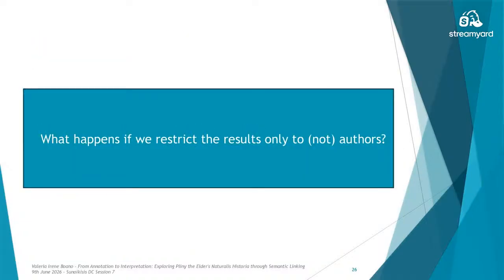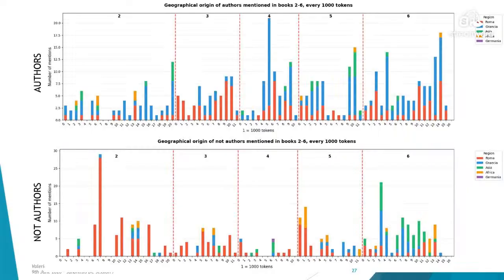But what happens if we restrict our results only to authors and non-authors? I had my filter, so it was rather easy to check what changed when looking at authors. And the result was, again, interesting, because I could see that non-authors were mostly Romans, and also that people from Asia and Africa are mostly non-authors, whereas the authors are mostly Greeks.